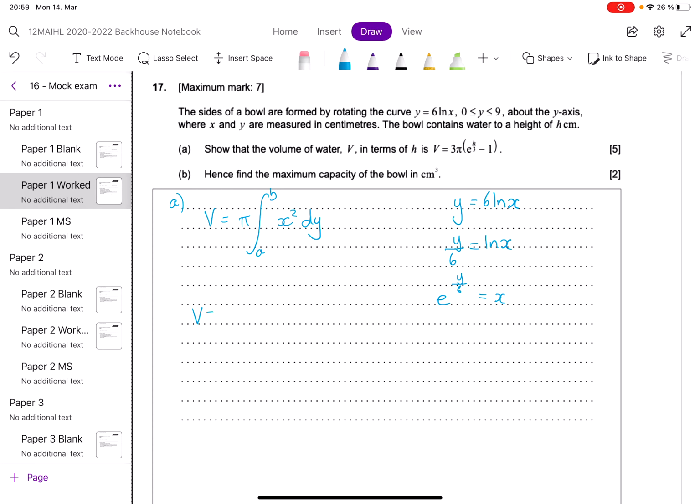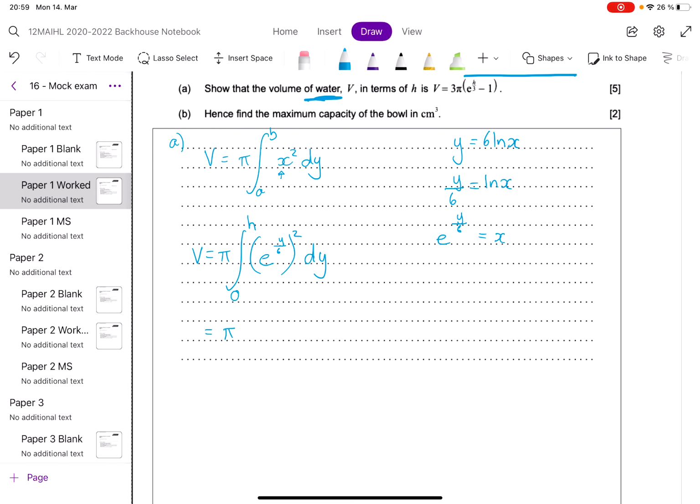So let's get back to our question and think about what we're doing. What are we integrating between? We're after the volume of the water. The water is up to a height h, and it must start at height 0. So it's from 0 to h. We then need x squared. So we found an expression for x, e to the y over 6, squared, dy. Okay, great start.